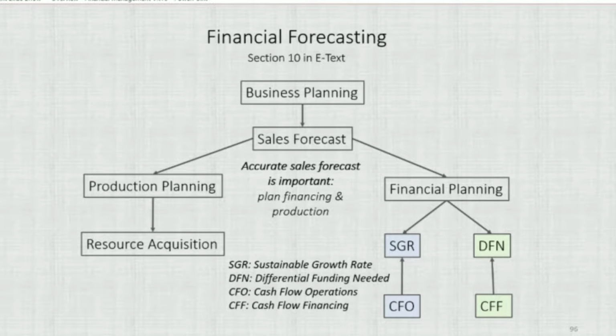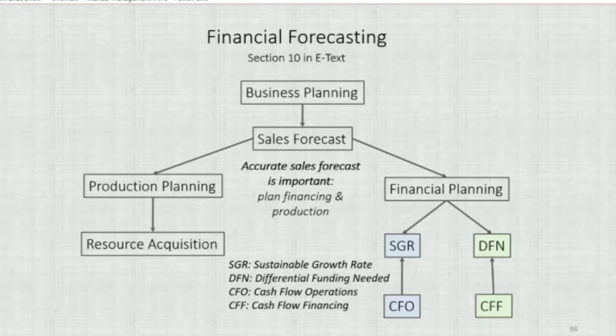On the finance side, there are two concepts that are being used to evaluate the process. First, we have something called the SGR, or Sustainable Growth Rate, and that is the growth rate of sales that can be supported purely by internal cash flow. If you recall, that's something called cash flow operations. Cash flow operations was the cash flow generated by the daily production and sale of the products. So that's a sustainable growth rate.